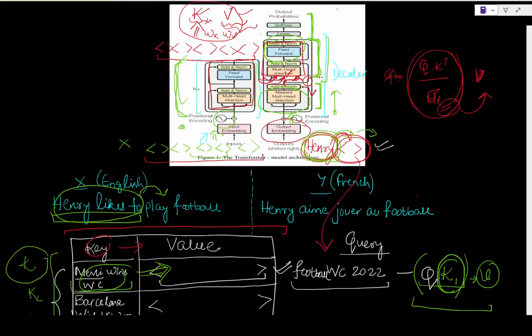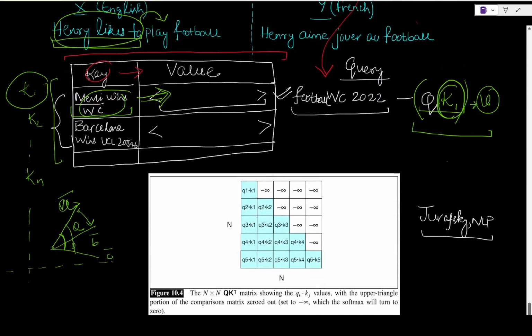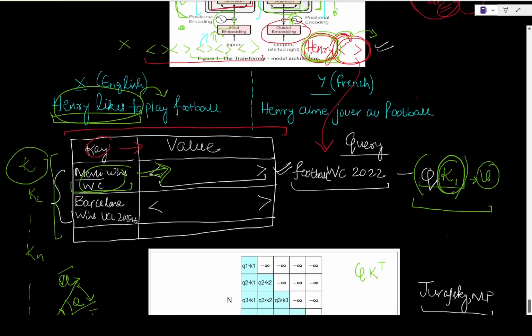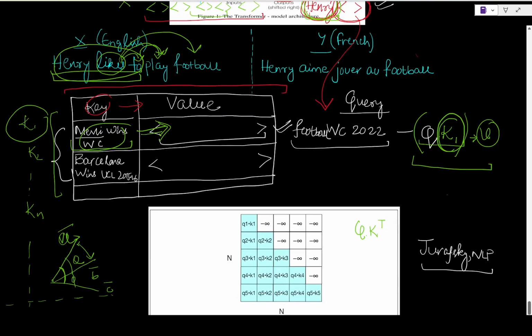The important thing here is it is masked multi-head attention. It's not normal multi-head attention. To explain the difference, I'll come to this picture taken from Zurovsky NLP. Normally when we take Q times K transpose, every word in the sentence has access to all the other words in the given corpus. For example, if I represent this sentence in a matrix and do Q times K transpose, this likes will also have access to all these three words, to, play and football, which come after it, right? But we don't want that in the context of tasks where we have to predict the next word.